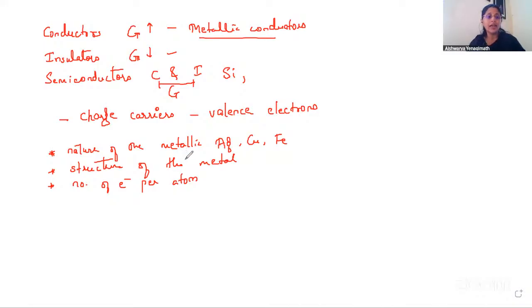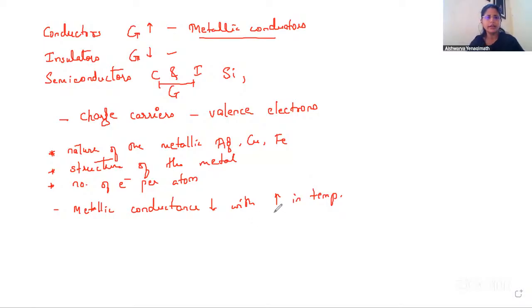Metallic conductance decreases with increase in temperature. This is another property. As you increase the temperature, what happens to metallic conductance? Metallic conductance decreases.